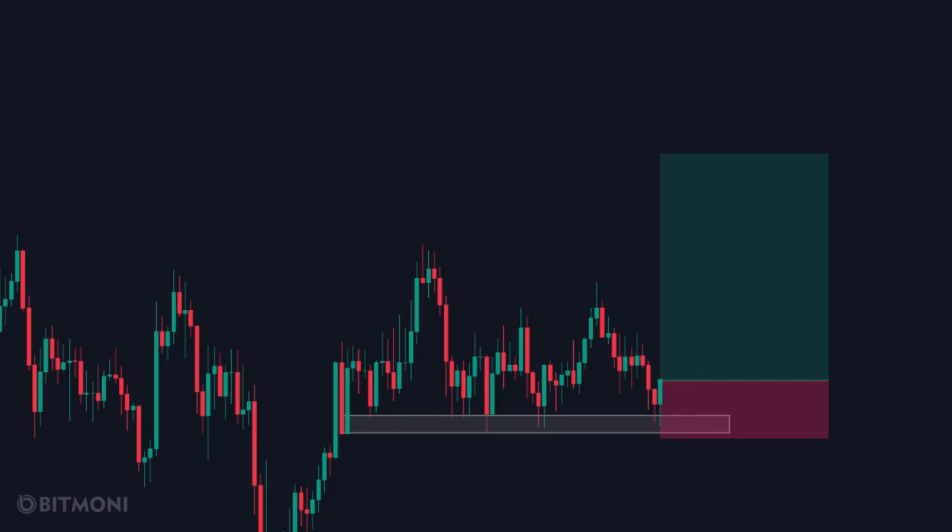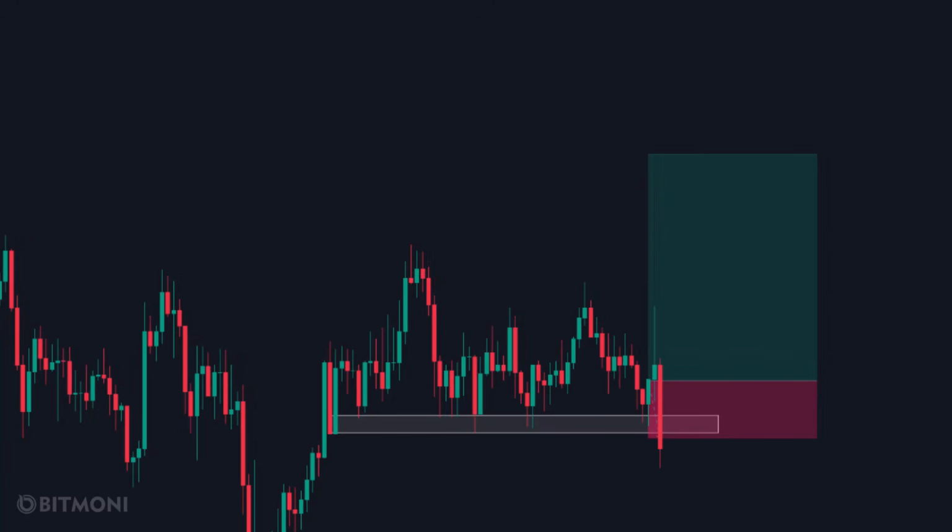But instead, price dips below the support and hits your stop loss. When this happens, you might think that the support level has been broken and might start looking for sells. However, this is not a breakout. It is a liquidity sweep.